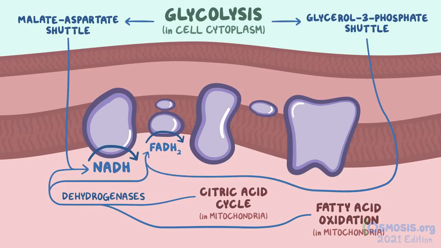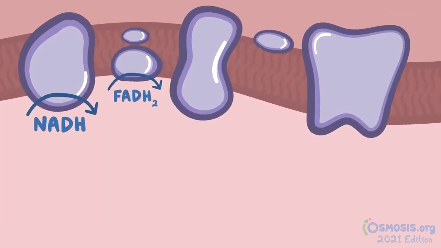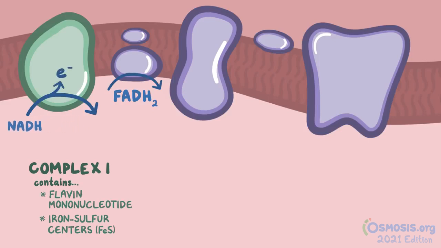Now, there are two entry points into the electron transport chain. The first point of entry is where NADH gives its electrons to complex 1. Complex 1 contains flavin mononucleotide, which is a derivative of riboflavin, or vitamin B2, as well as iron-sulfur centers called FeS. NADH gives its electron to flavin mononucleotide, and it gets turned back to NAD+, and can then be reused by dehydrogenases to make more NADH.